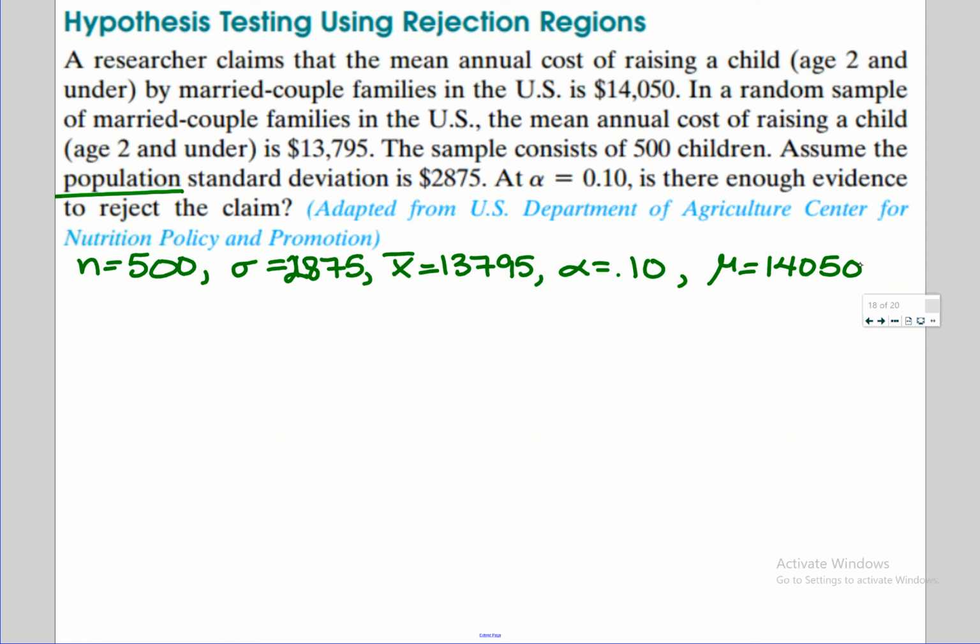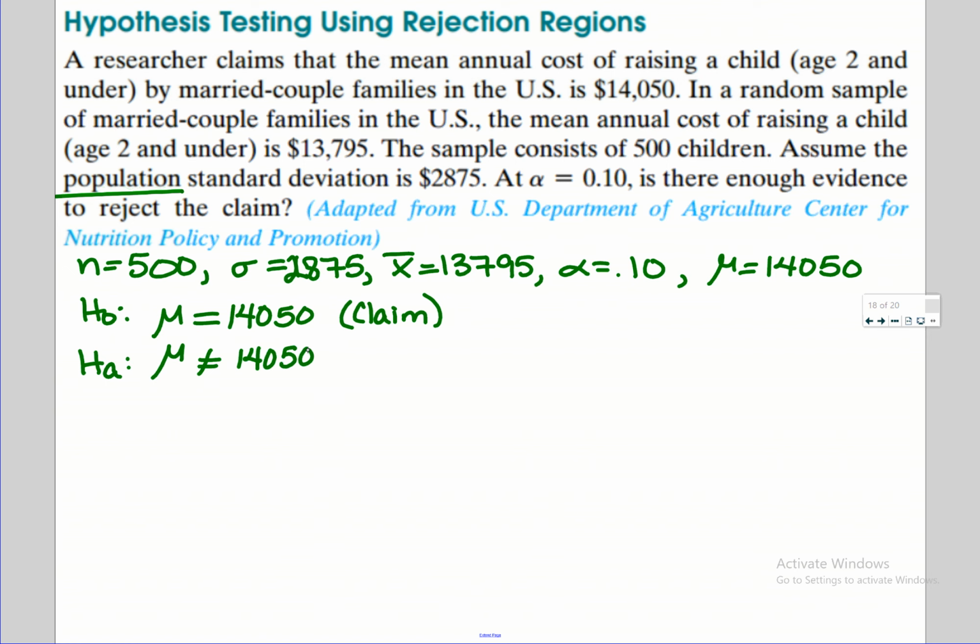All right, so the claim is that the mean cost of raising a child in the U.S. is $14,050. So is that going to be, do you think, the null or the alternative? The null. It's going to be the null. So it's saying the mean is. So this is going to be an equal to, not equal to situation. The claim is that it is equal to 14,050. Label it the claim. So the alternative is that the mean is not equal to 14,050.